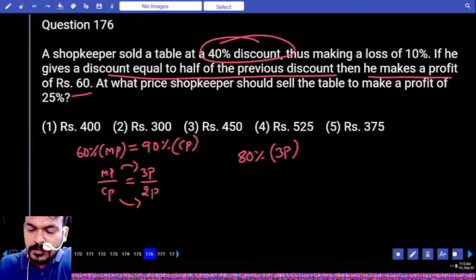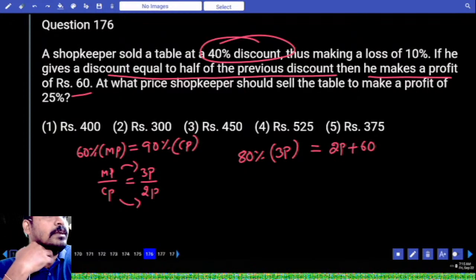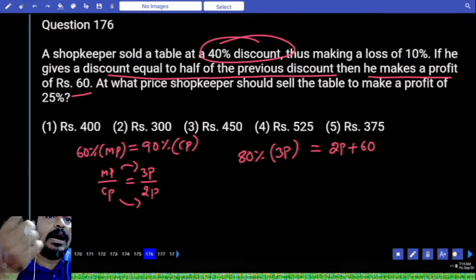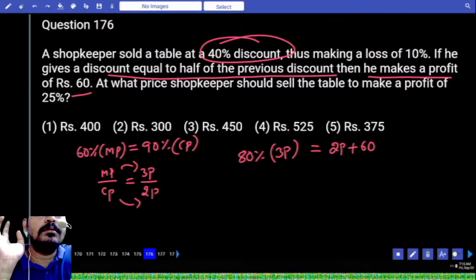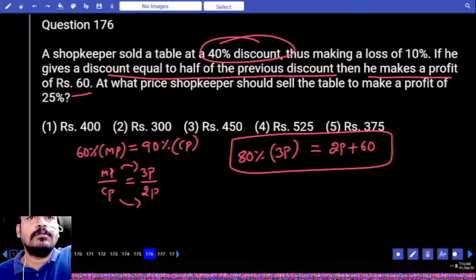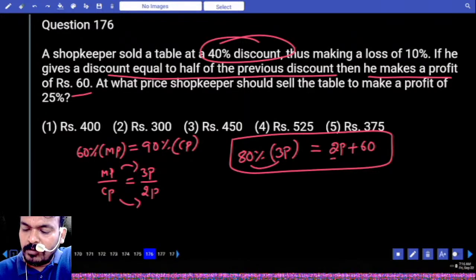60. 60 rupees profit means cost price is 2 parts, profit is 60. What is the left hand side? After discount selling price. What is the right hand side? After profit selling price. 80% of 3 parts is 2.4 parts. What is the difference between 2.4 parts and 2 parts? 0.4 parts. That is equal to how much? 60. But we required which one?